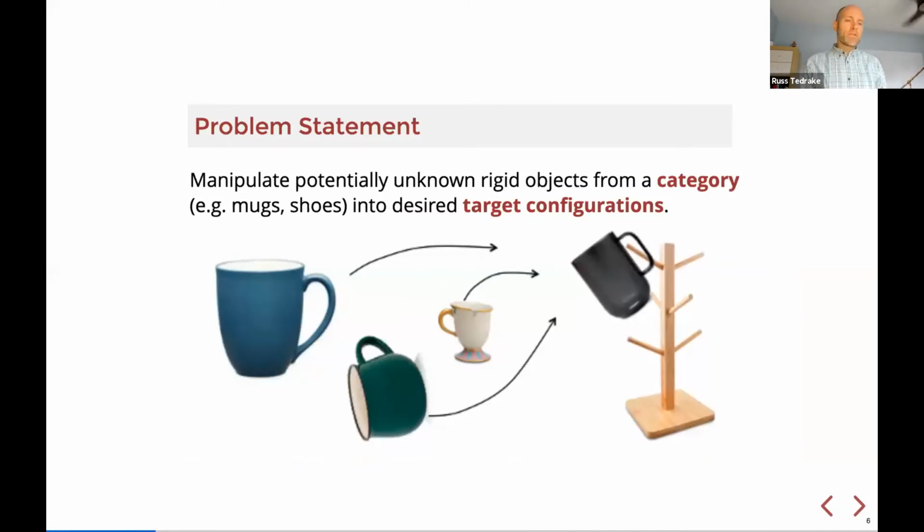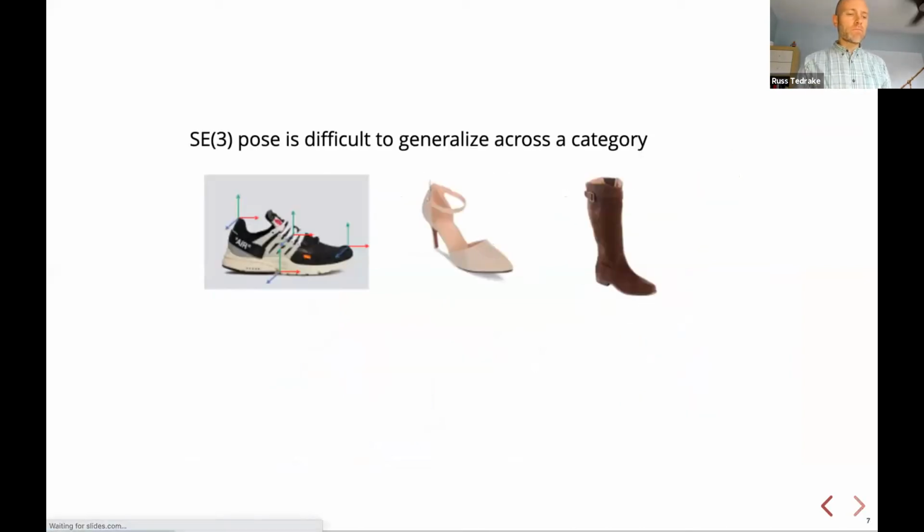Okay, so here's the basic problem statement. We'd like to manipulate potentially unknown objects from a category, rigid to start with, mugs and shoes will be some favorite examples that we use, into desired target configurations to be defined in terms of our new state representation here. Now, the straw man is to just try to define the pose in 6 degrees of freedom, 7 numbers, let's say, for the objects. That seems like what we tend to do if we're manipulating known objects with CAD models.